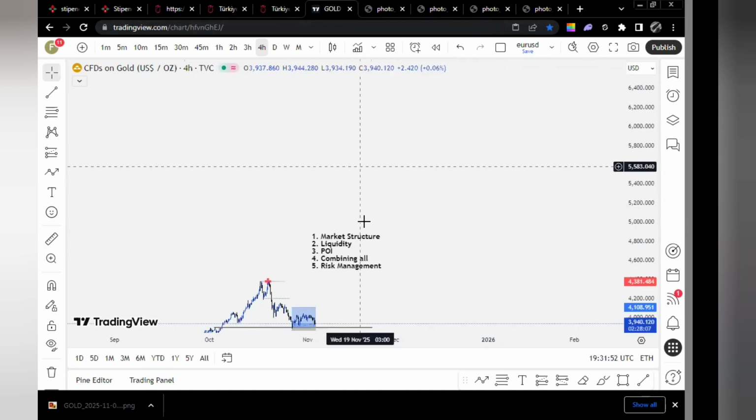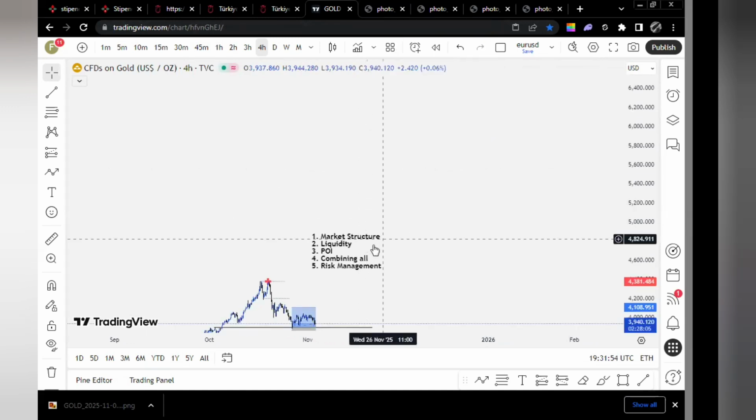So that's it for day 2. Day 3, we're going to be looking at POIs, points of interest. I'm going to be teaching you how to get a very, very valid order block, what makes an order block valid, how you should be picking an order block, and some types of order blocks. I'm going to be dropping it tomorrow.